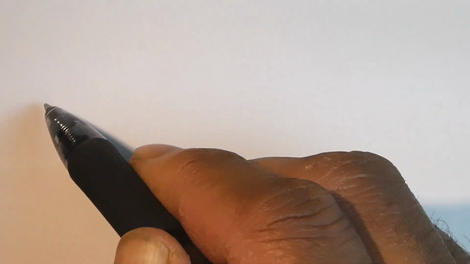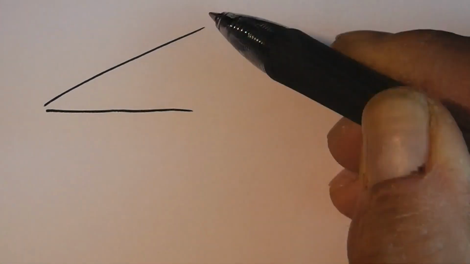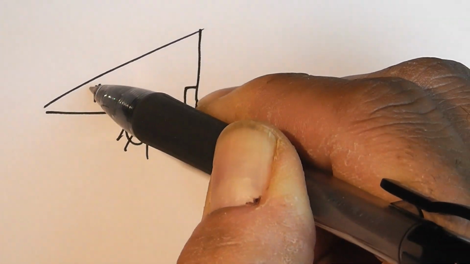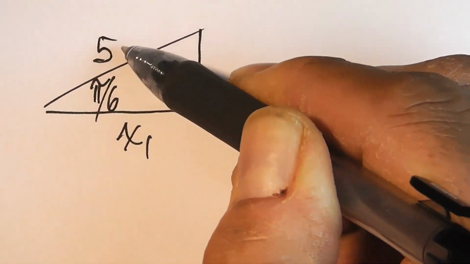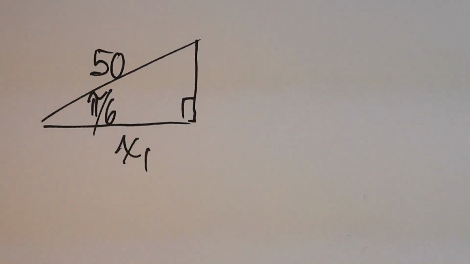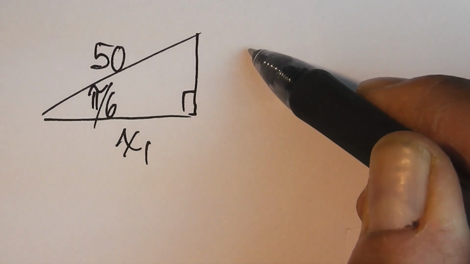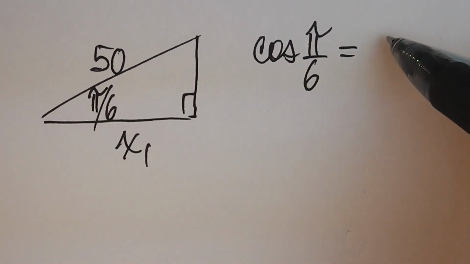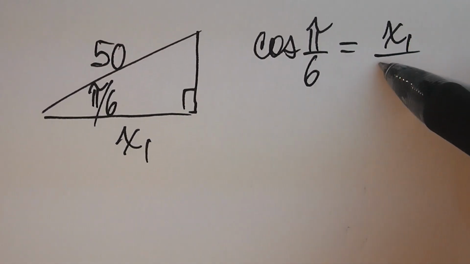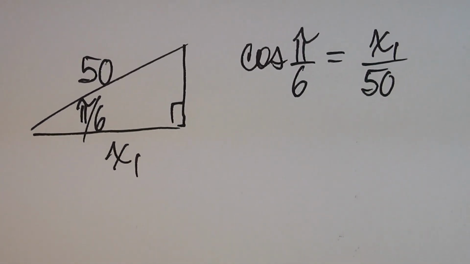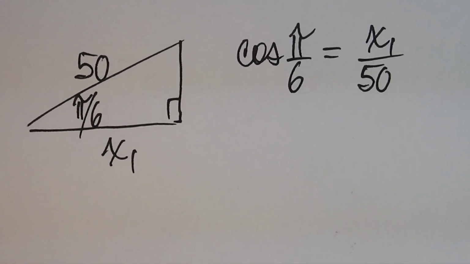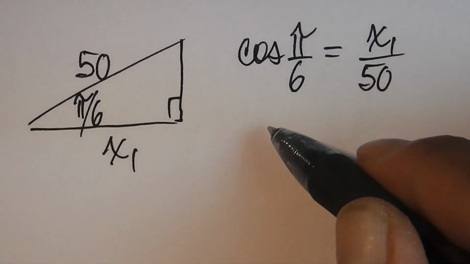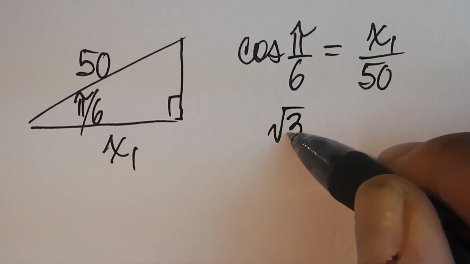I looked at my first triangle. My first triangle looks like this. I've got x1, I've got pi by 6, I've got 50, and so I know I can say that cosine pi over 6 is equal to adjacent x1 over hypotenuse 50. Pi over 6 is a special angle, so I can see from my unit circle that the cosine of pi over 6 is exactly radical 3 over 2.